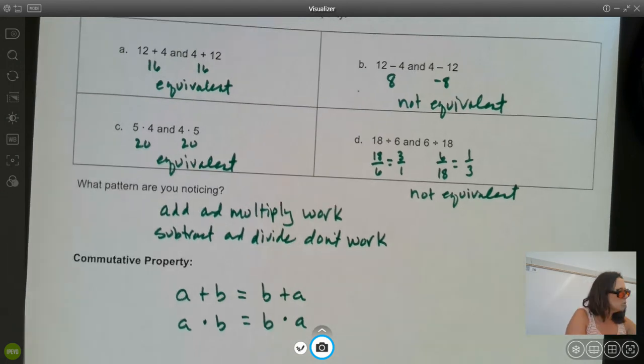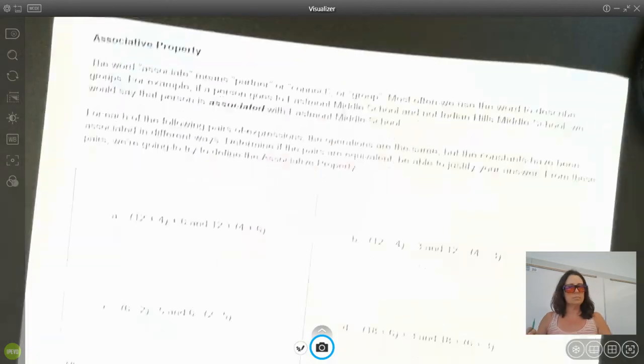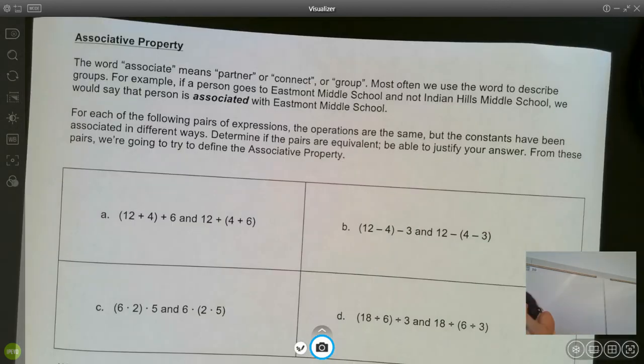All right, on to associative. Associative property. The word associate means partner, connect, group. Most often we use the word to describe groups. If a person goes to Eastmont Middle School and not Indian Hills Middle School, we say that person is associated with Eastmont Middle School. We're going to do the same thing. For each of the following pairs of expressions, the operations are the same, but the constants have been associated in different ways. Determine if the pairs are equivalent. Be able to justify your answer. From these pairs, we're going to define the associative property.